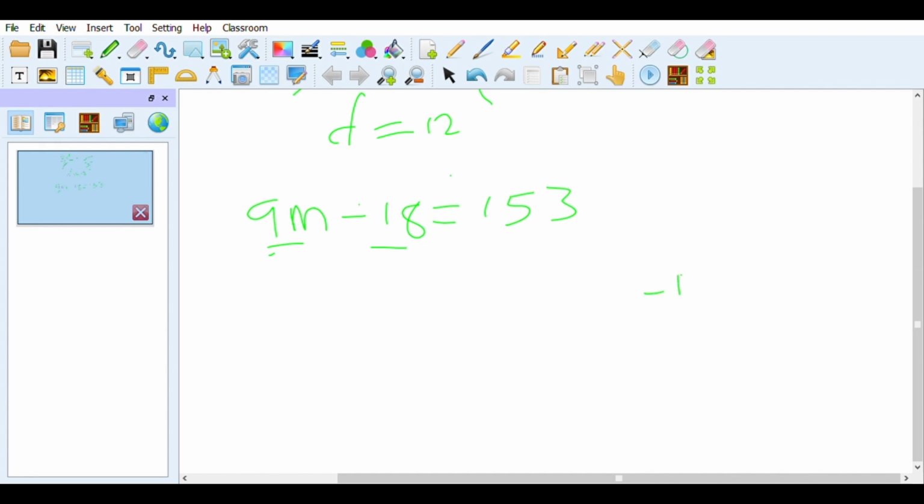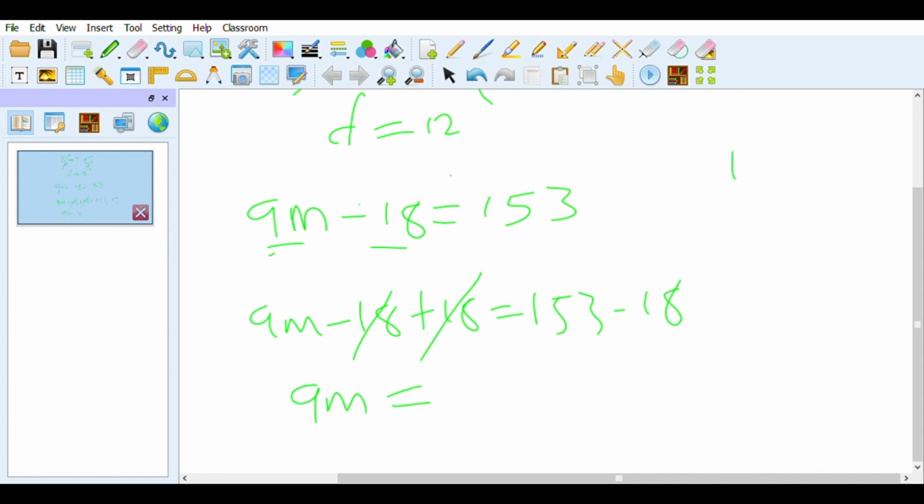Because the additive inverse of minus 18 is plus 18, add 18 to both sides. So 9m minus 18, we add 18, is equal to 153, we add 18. What we did to the left hand side, we do to the right hand side. Minus 18 plus 18 is 0, we have 9m.